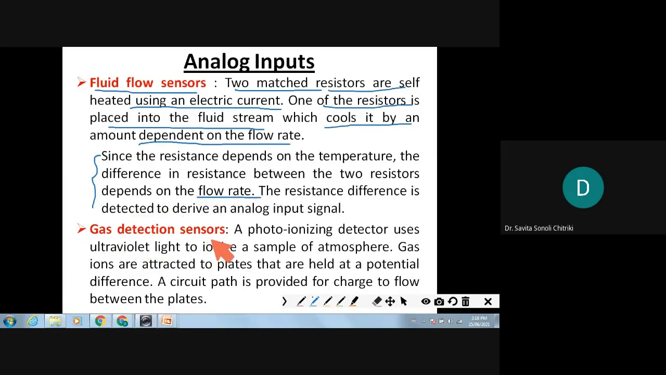Next, gas detection sensors, another type of analog device: a photoionizing detector. It uses ultraviolet light to ionize the sample of the atmosphere. Gas ions are attracted to the plates that are held at a potential difference, so a circuit path is provided for charge to flow between the plates. Right? That's how it detects. Ultraviolet light is used here.